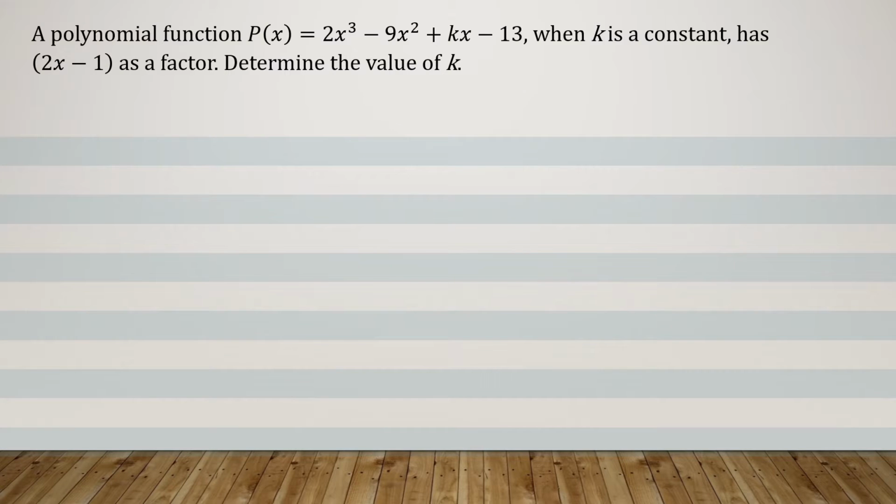In this question, a polynomial function p(x) equals 2x cubed minus 9x squared plus kx minus 13, where k is a constant, has 2x minus 1 as a factor. Determine the value of k.